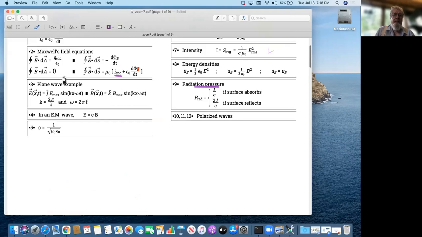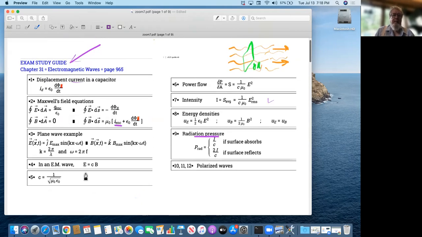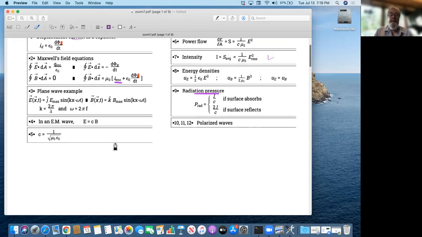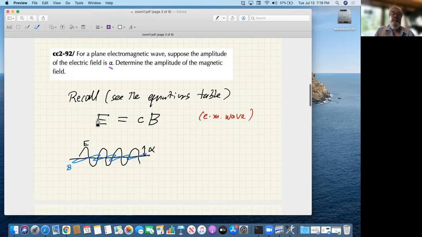Well, if you go back to the equation sheet that you've prepared, E is C times B. So the amplitude of E would just be C times the amplitude of B. They have the same x and t dependence. If I multiply C times B, I just get E max is C times B max. So that just comes directly from the equations on the exam study guide. So E is alpha, B is alpha divided by C.